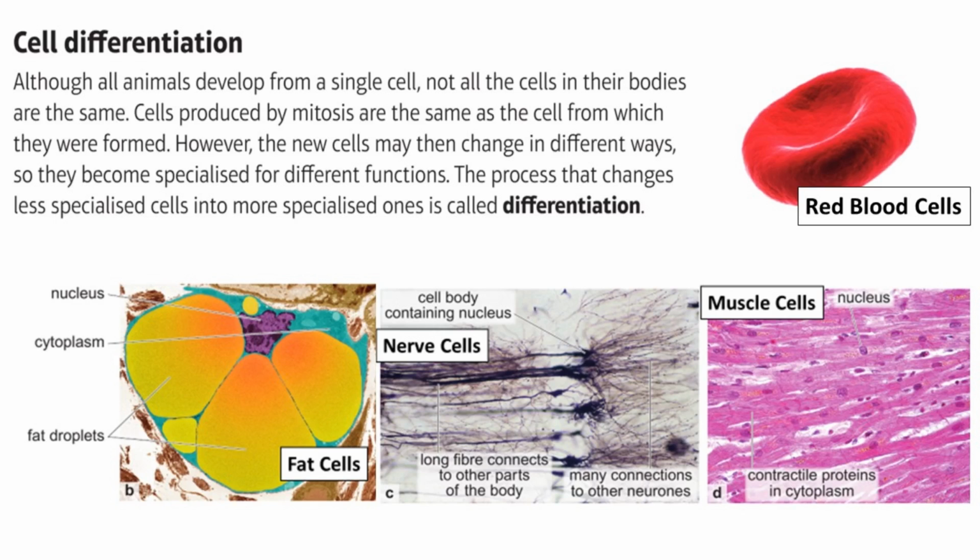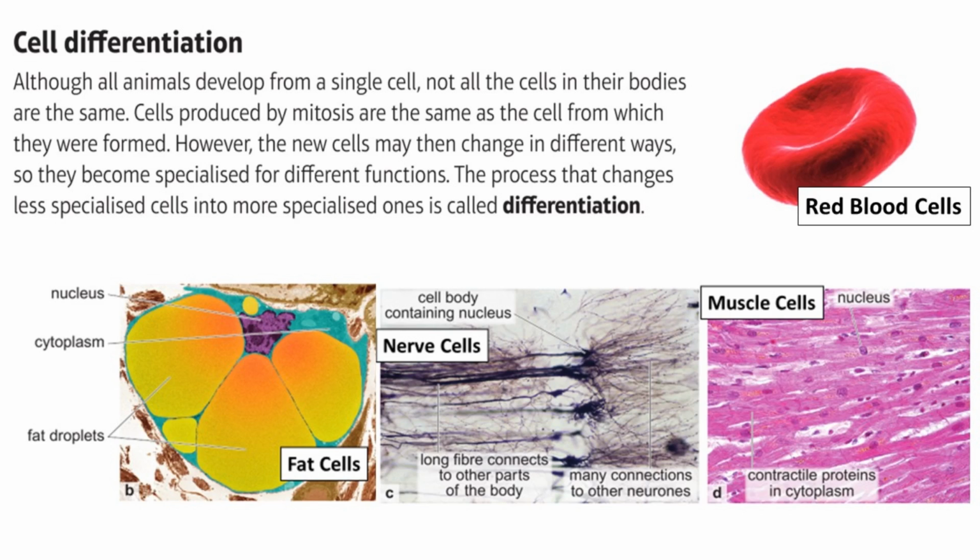Okay, we're going to move on now, and we're going to talk about cell differentiation. So we know that all animals develop from a single cell, and we also know that animals grow using the process mitosis to duplicate their cells and increase their mass.